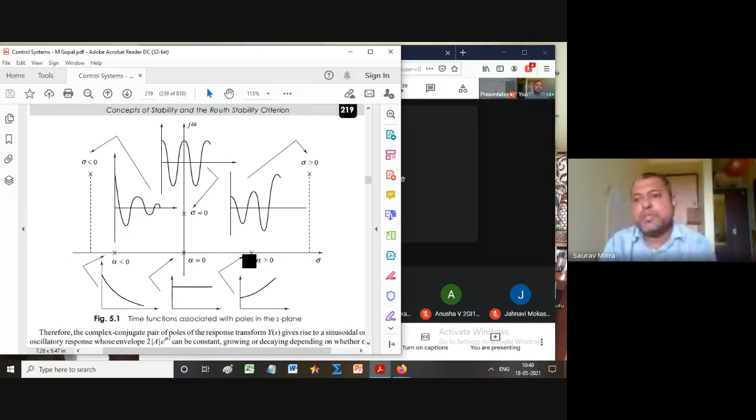For around 20 impulse response cases we will do, and remember this diagram. You can take a screenshot of this diagram right now, so I'm giving you some time. Or I will upload this diagram, or you can find it on page number 219 of M. Gopal.